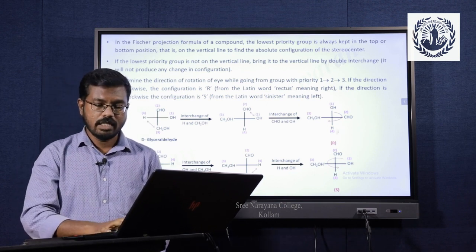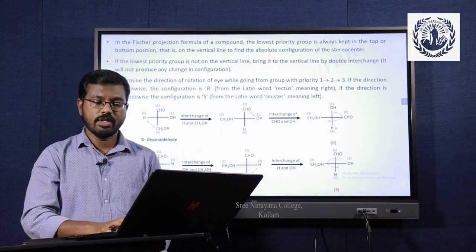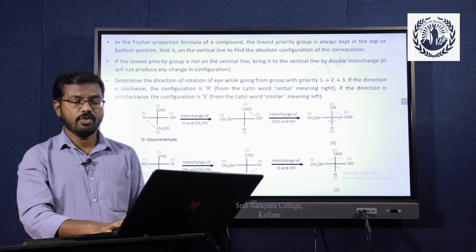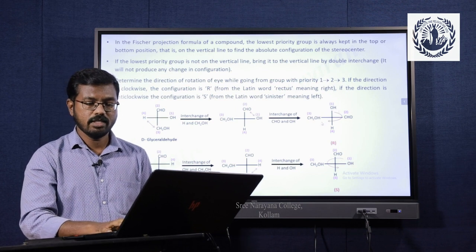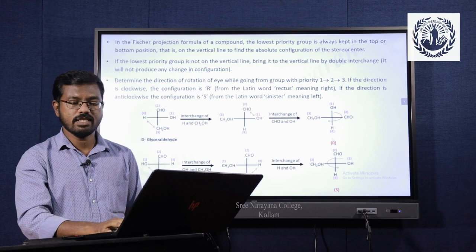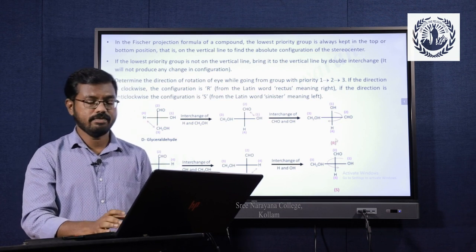Now, the 4th priority group, the lowest priority group, is in the vertical position at the bottom. So, now we can count 1, 2, 3. The rotation of the eye is going in the right direction. So, it is denoted as R.